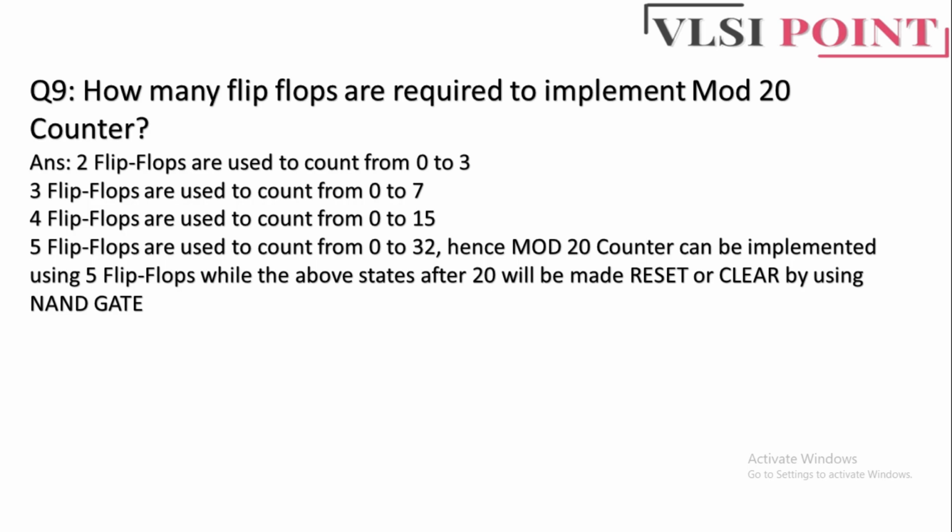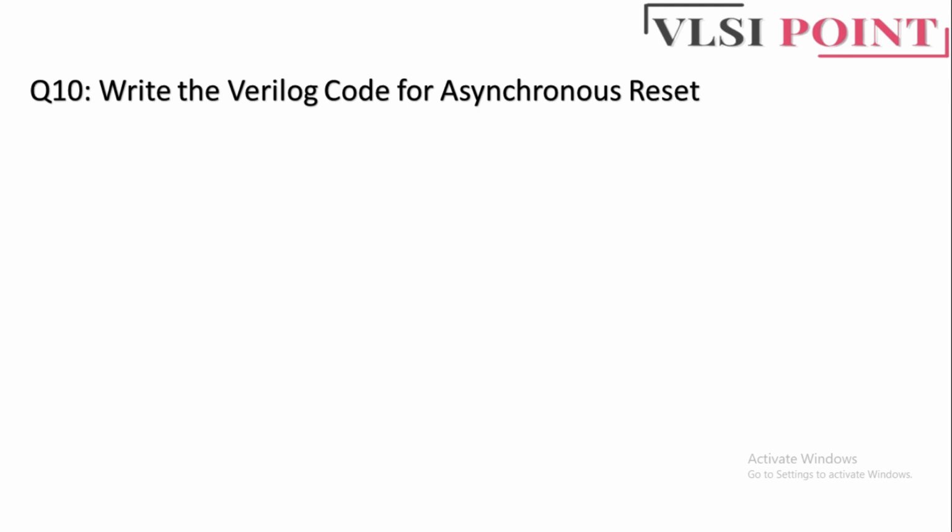Next question is, write a Verilog code for asynchronous reset. There are two types of reset signals, asynchronous and synchronous. We will see the difference between the asynchronous reset and synchronous reset in the next question, but here we are seeing how you can write a Verilog code for asynchronous reset.